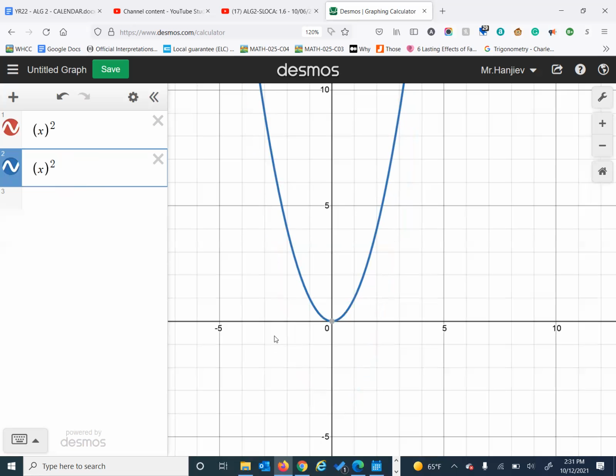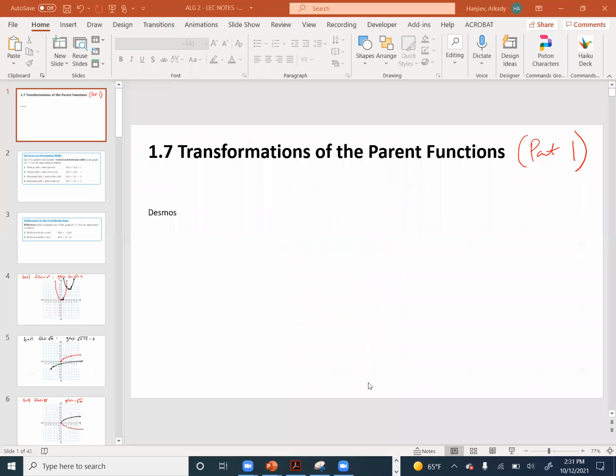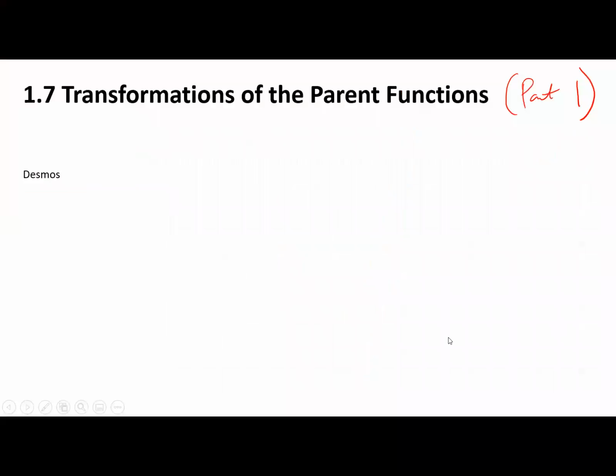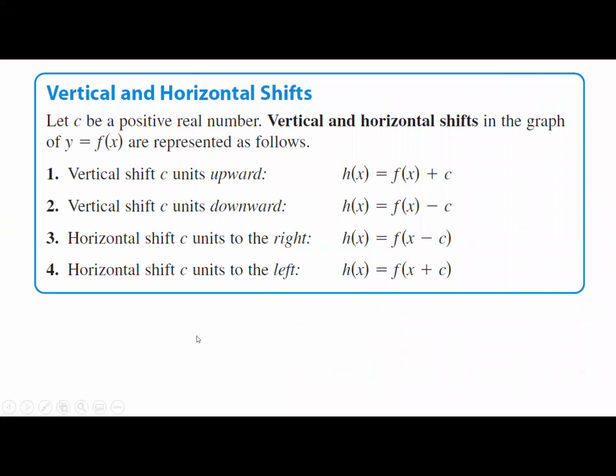Okay, so there it is. There's a vertical shift. So let me actually bounce back. What we just learned is number 1 and number 2. So if you want to write this down, pause the video if you need to here. These are called vertical and horizontal shifts.